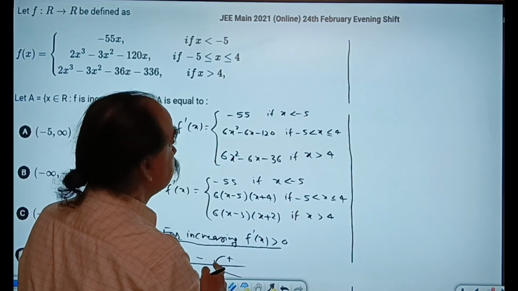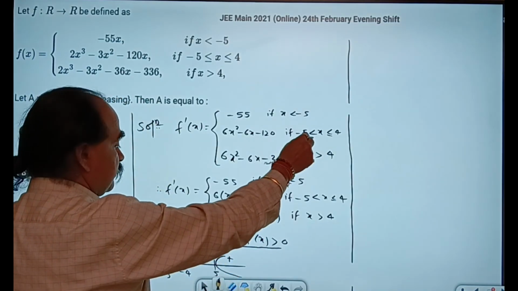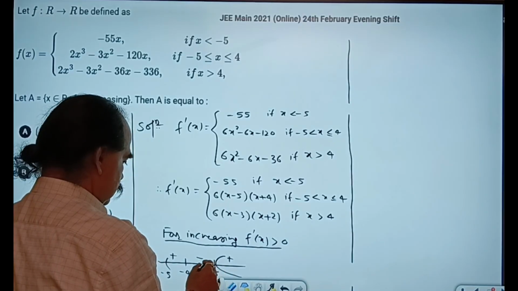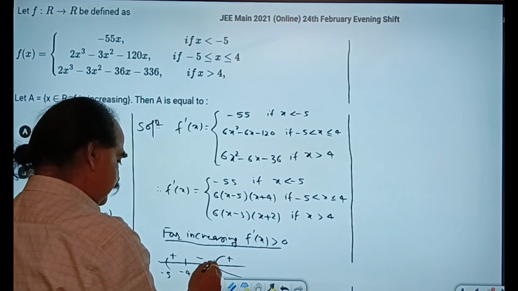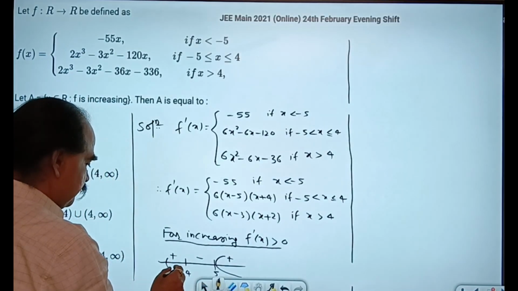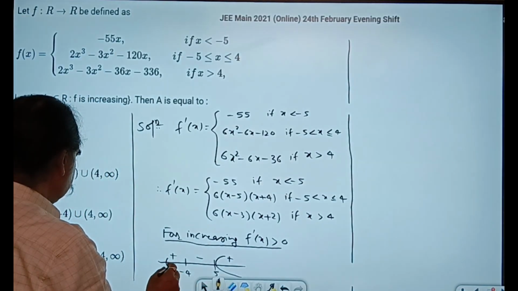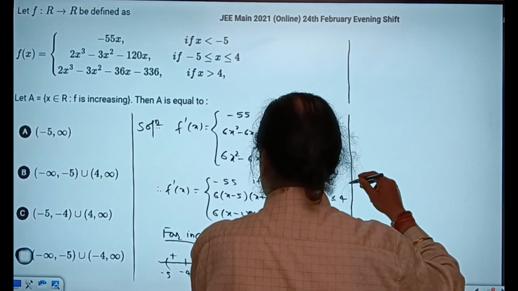And here 5 to, it is up to 4. That means it is less than 4. That is, minus 5 to 4, we will take minus 5 to minus 4. We will take, and second is what?